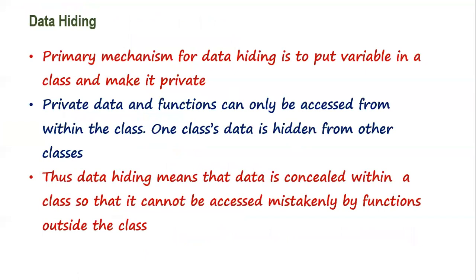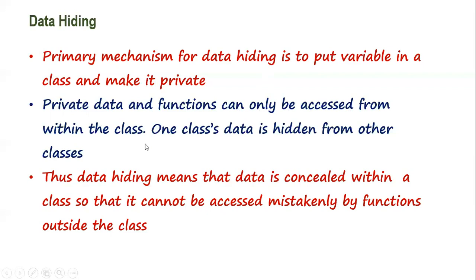Thus, we can see that what is basically happening here is a very important property of C++, that is data hiding. The primary mechanism of data hiding is to put the variable in a class and make it private. If you put a variable in a class and make it private, then data hiding is worked out. This is implemented using the class.